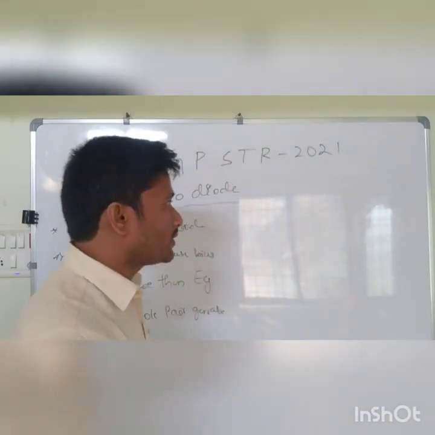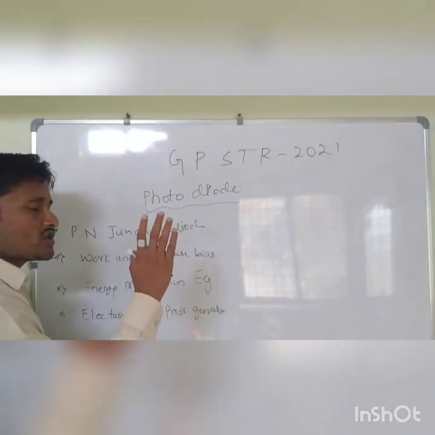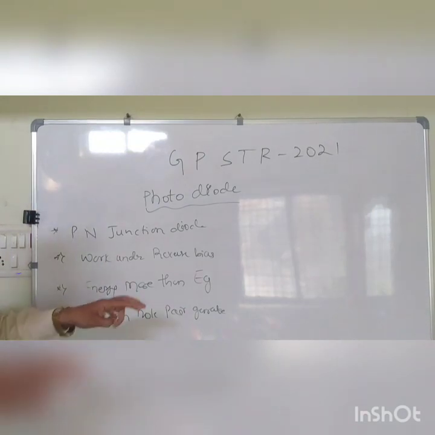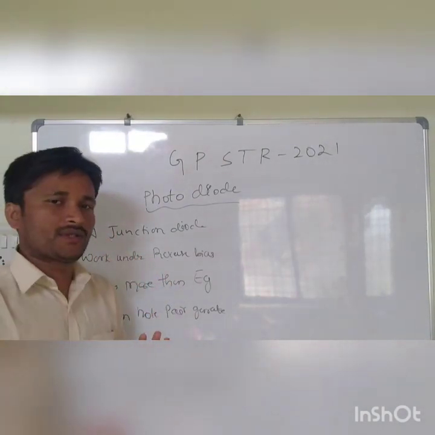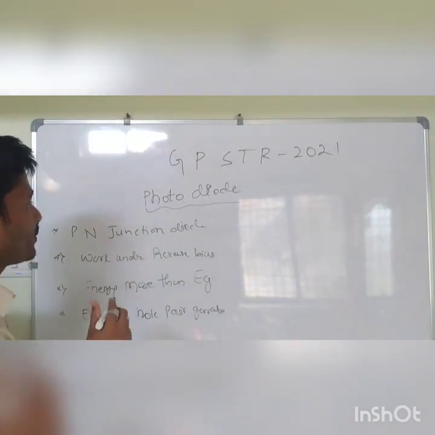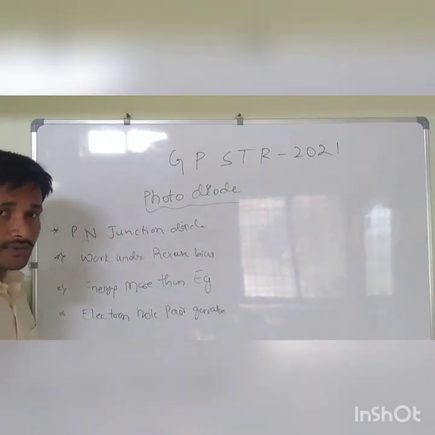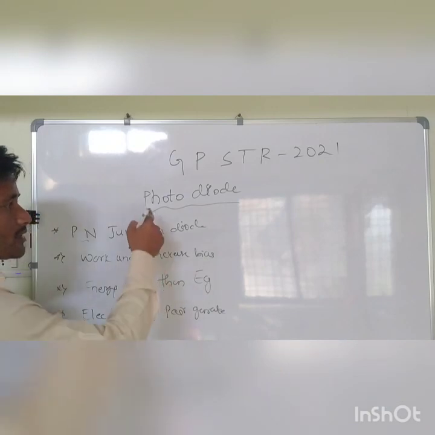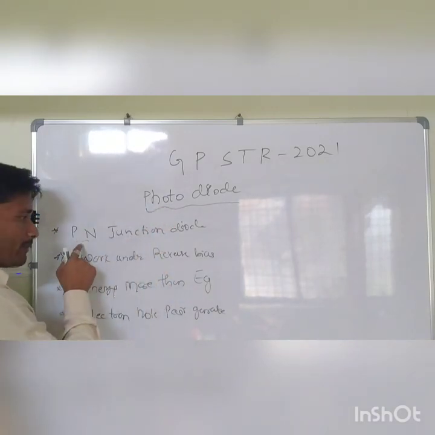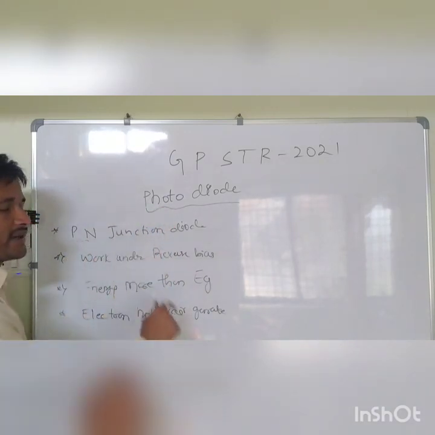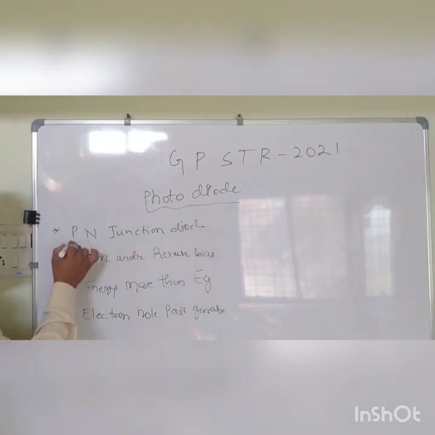Let's move on. In the photodiode, there are 4 things you have to remember. Then you can easily understand the concept. The first important thing is that the photodiode is made up of a PN junction diode. So what do you mean by this PN junction?